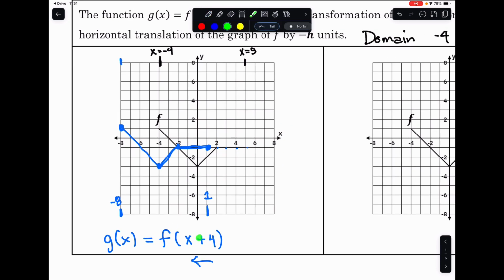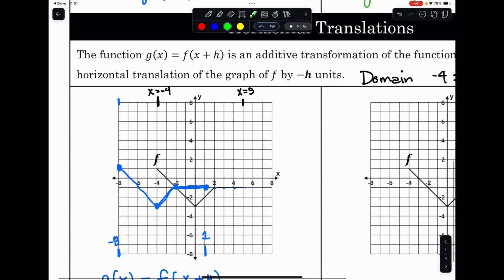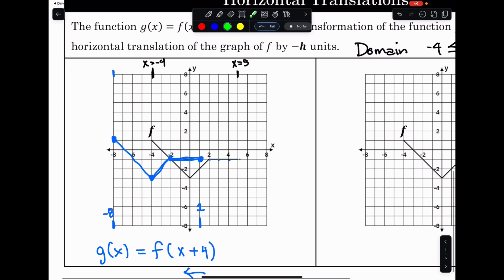And so instead of adding 4 to the x's, if I subtract 4 from these x's right there, 5 minus 4 equals 1, and -4 minus 4 equals -8. So this is the result of a horizontal shift to the left. You write that you're going to add 4, but you're really doing the opposite and subtracting 4.